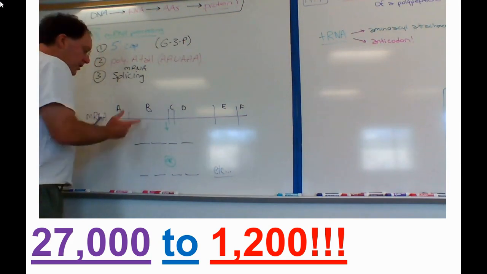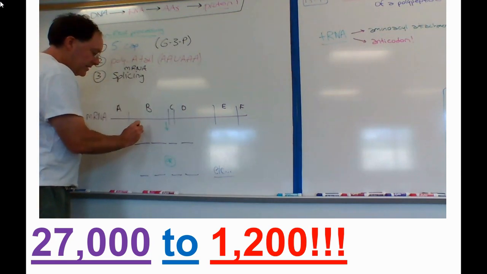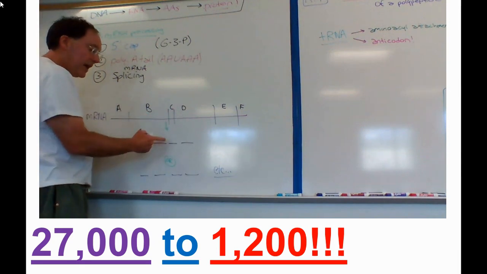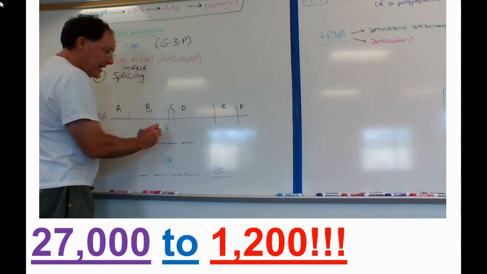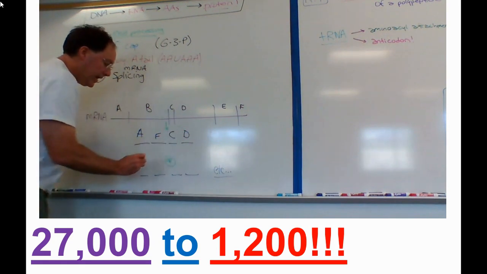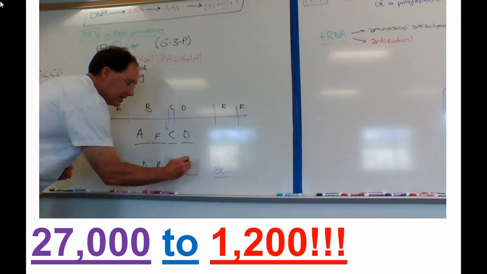Let's imagine that these are the places that a spliceosome cuts. Instead of just putting A next to B, next to C, next to D, the spliceosome could rearrange this. They could put A next to F, next to C, next to D. Or they could put D next to A, next to F, next to C.